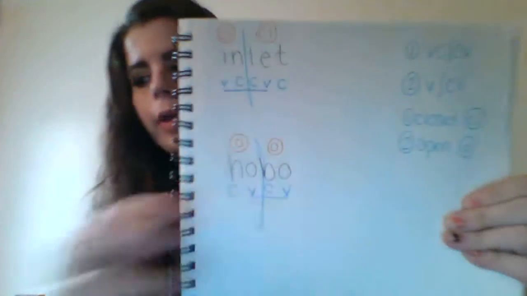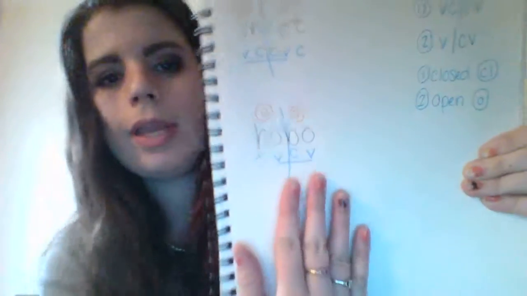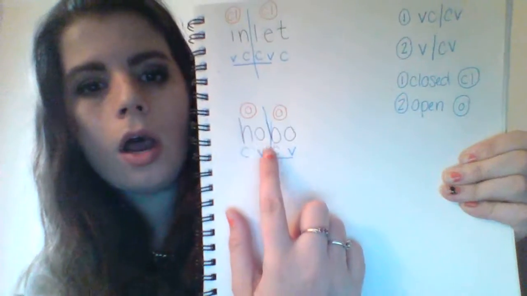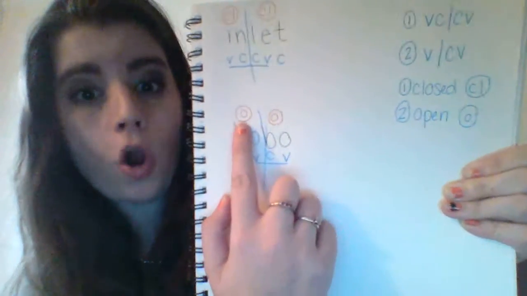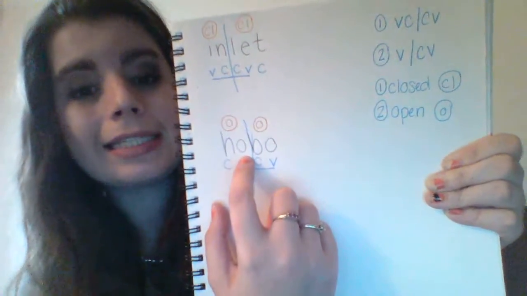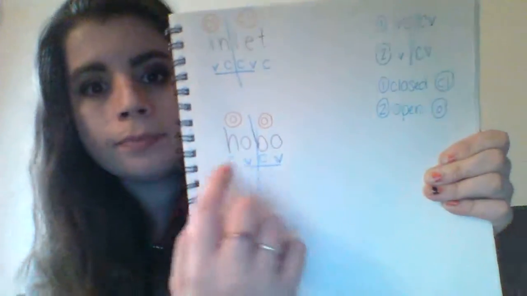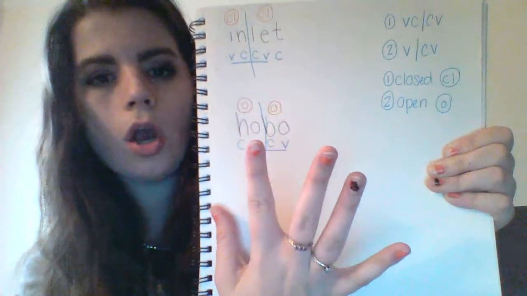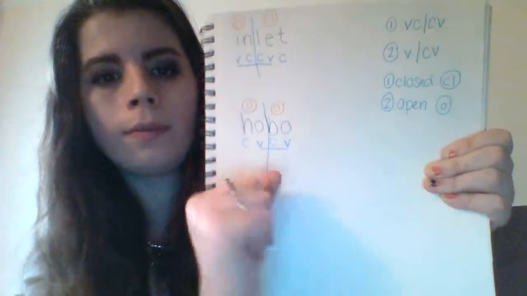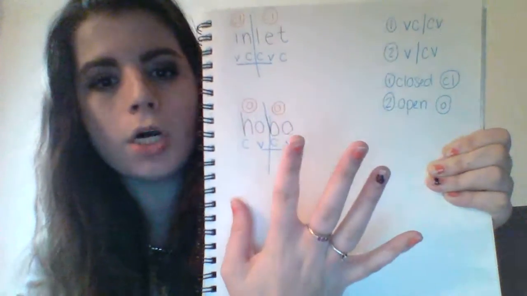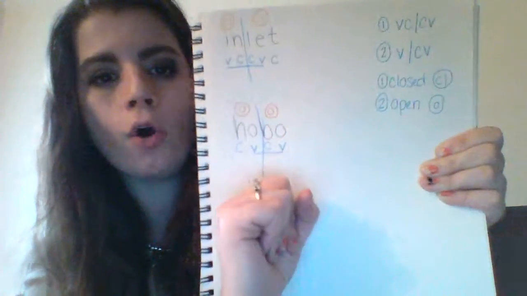This time when we read our word, when we put our hand and start to sound out our letters, our O, since it is an open syllable, is going to say its name. It's going to be a long vowel. So watch. O, po. Second syllable. B, o, bo.